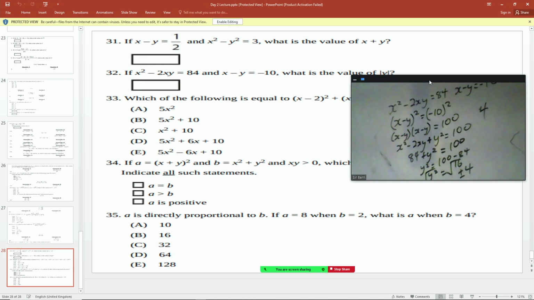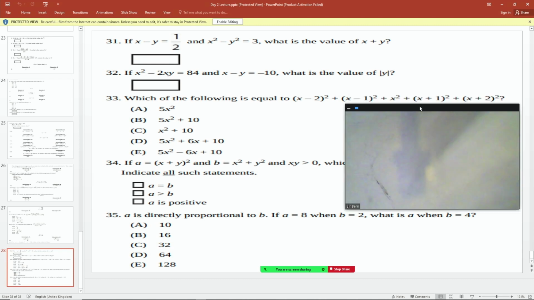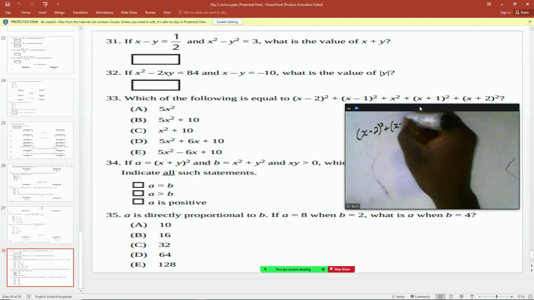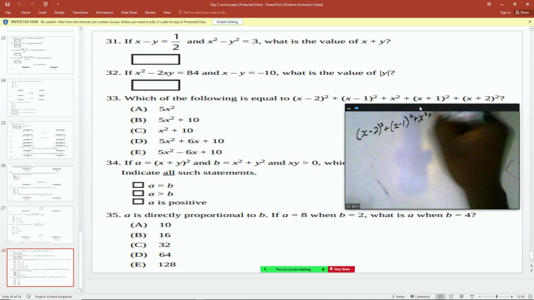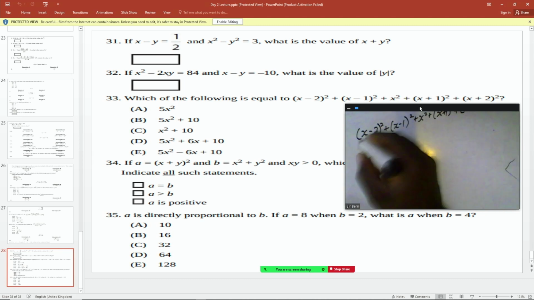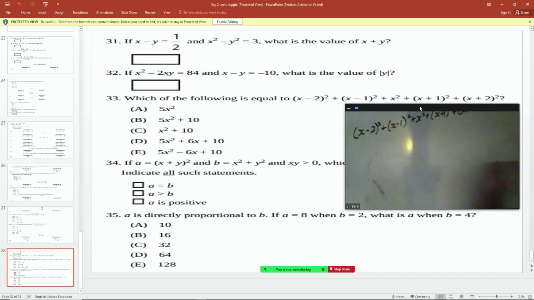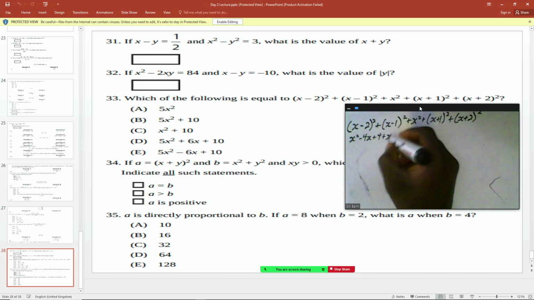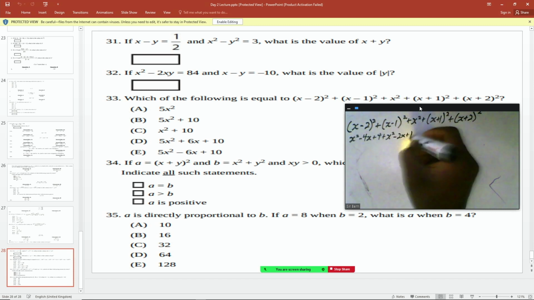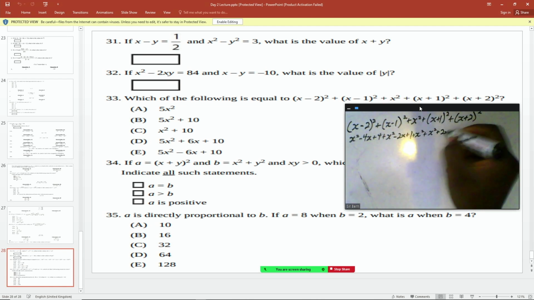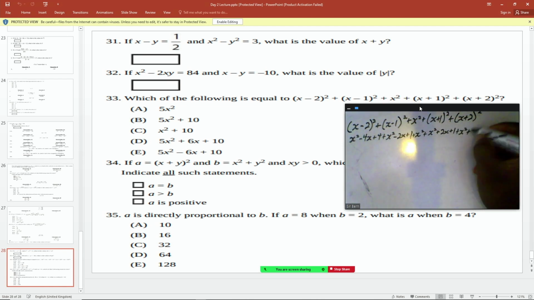Moving on to the last 3 questions. 33. To 33 we have (x minus 2) squared plus (x minus 1) squared plus (x squared plus x plus 1) all squared plus (x plus 2) all squared. (x minus 2) squared will give us x squared minus 4x plus 4. This will give us x squared minus 2x plus 1. Then x squared plus 2x plus 1 plus x squared plus 4x plus 4.